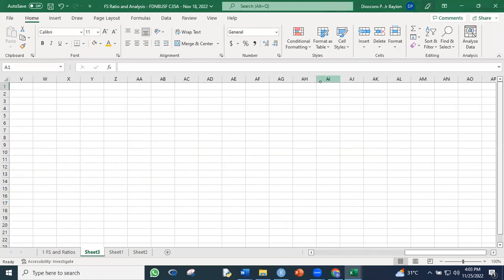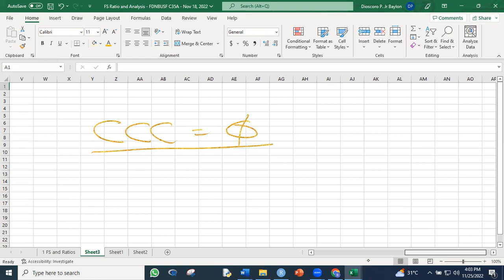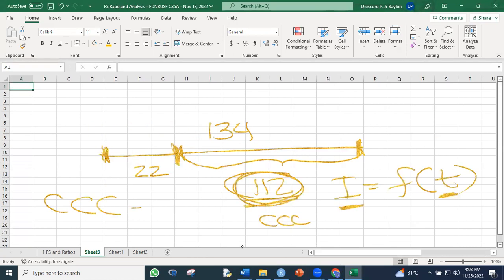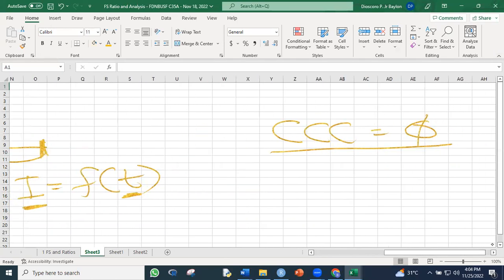Okay, what's the meaning of CCC equal to 0? Is this a good scenario compared to having a cash conversion cycle of 112? What's the meaning of CCC equal to 0? Class, come on, it's time. May I have the last 2 minutes, class? What's the meaning of cash conversion cycle equal to 0?